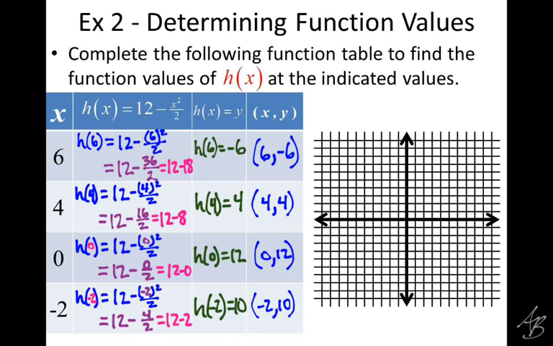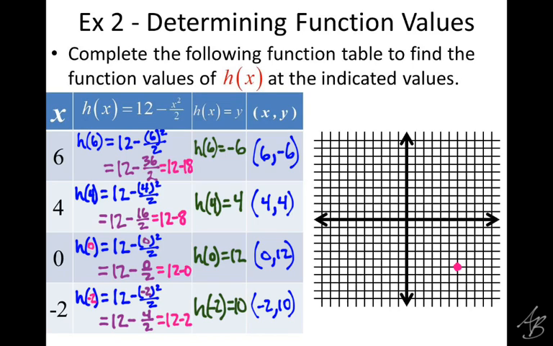All right, let's plot these points real quick. 6, -6. What are we going to do? Starting at the origin, we go which way? To the right. Right 6 and then down 6. So I think that gets us a point right about there.